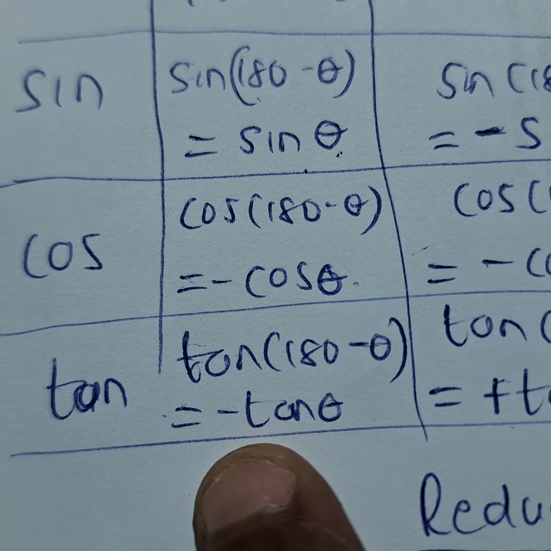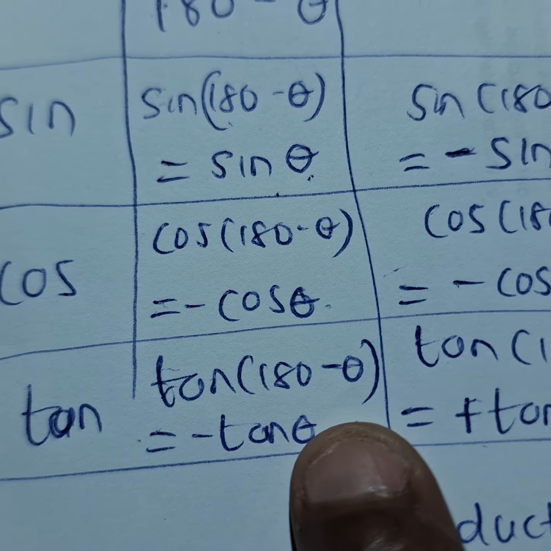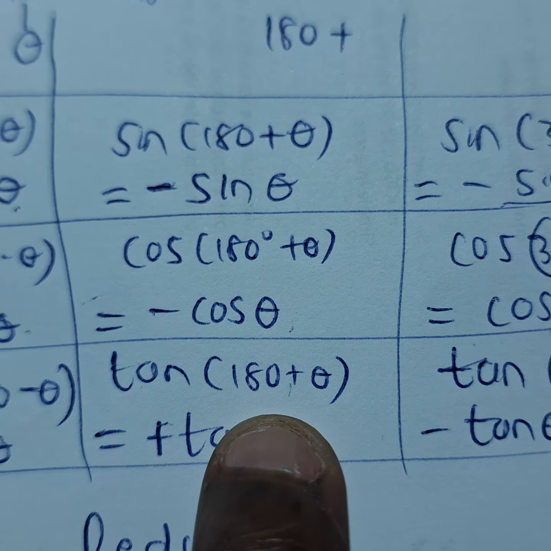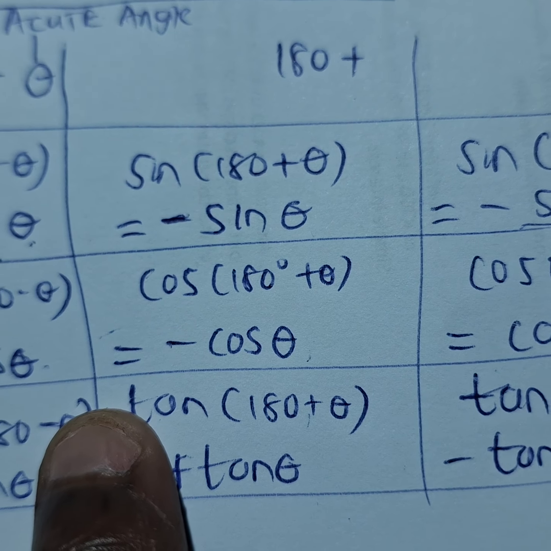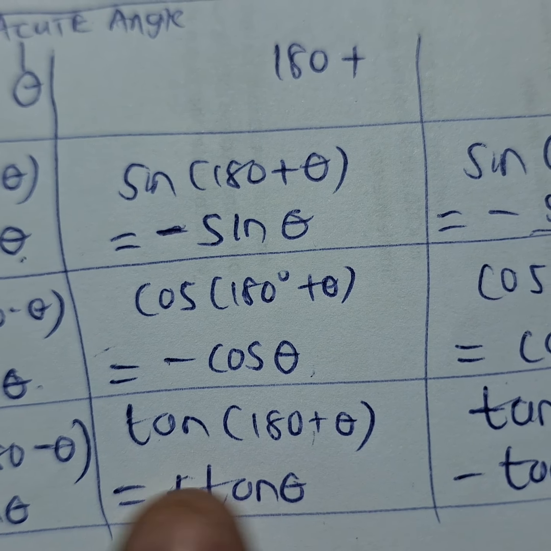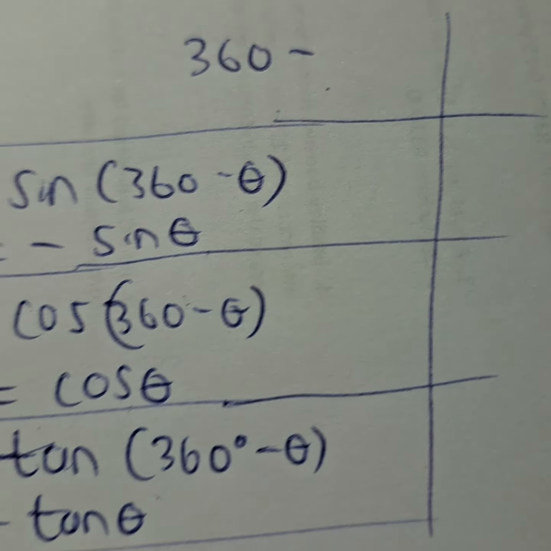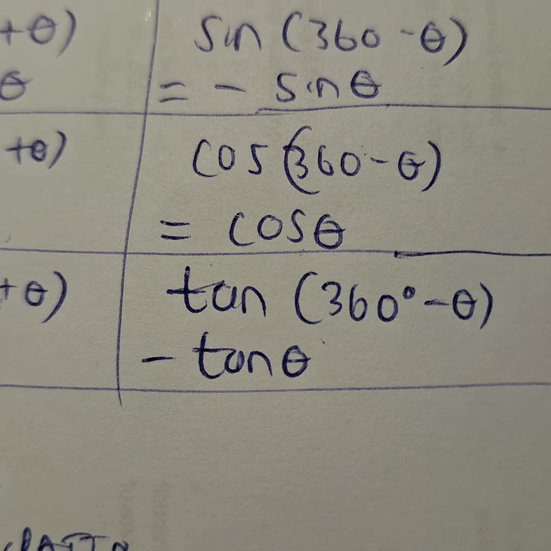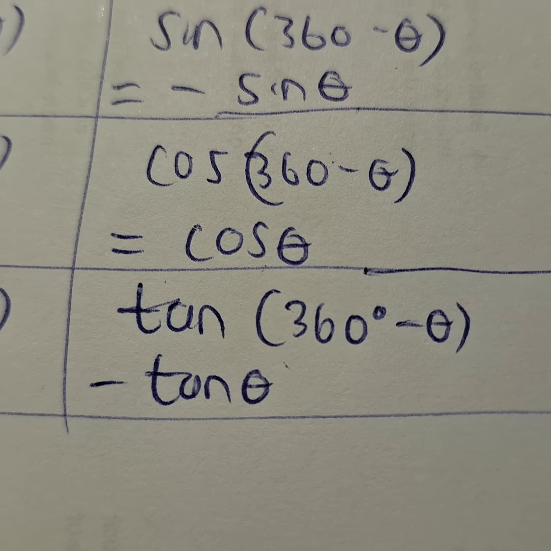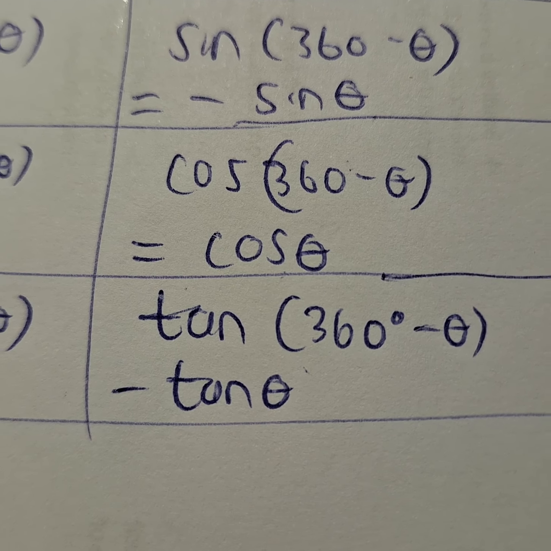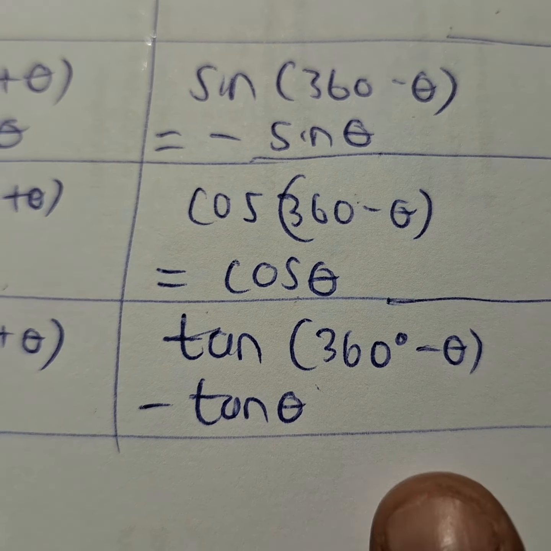How is tan? It's negative in that quadrant, so we write negative tan theta. 180 plus theta is in the third quadrant. Tan is positive, so we write positive tan theta. Then last but not least, tan of 360 minus theta. 360 minus theta is in, yes, you're correct, the fourth quadrant. How is tan there in that quadrant?